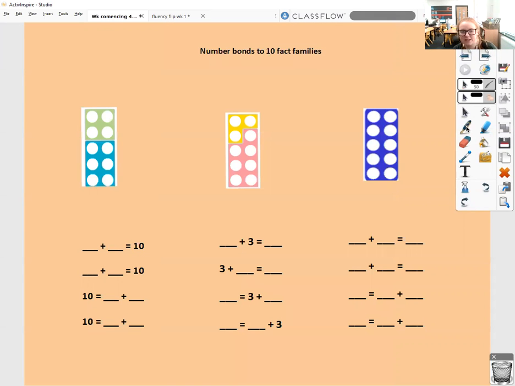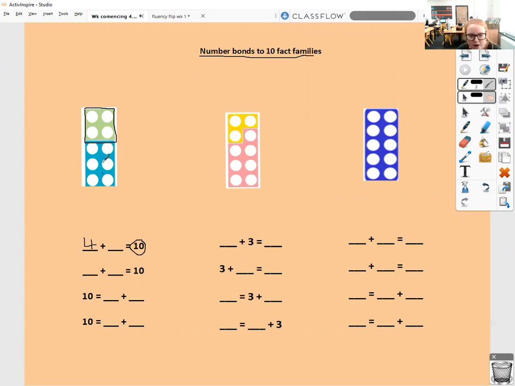Okay, we're going to move into our fluency now. So let's look at our number bonds to 10 and their fact families. If we're doing number bonds to 10, we know that in our number sentence, our whole is always going to be 10 because we are doing number bonds to 10. What are my two parts in my first number bond? Well, my first part is, we can see what piece of Numicon this is. This is a number 4 piece of Numicon.